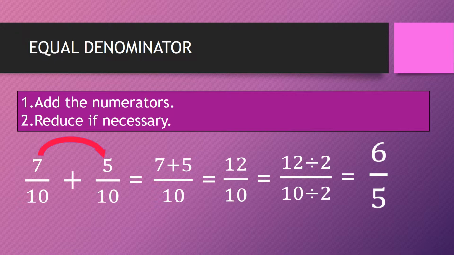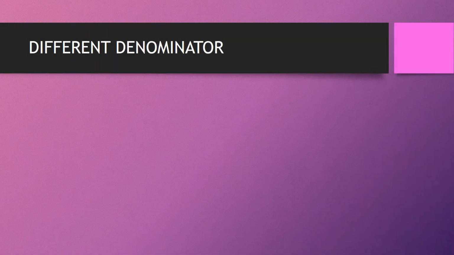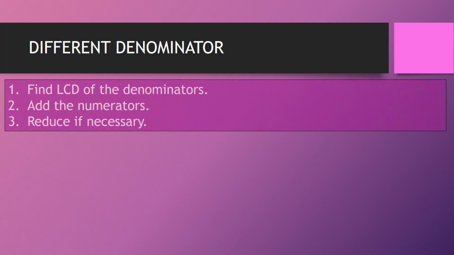Then, summary: in this case, when you have the same denominator, you only need to add the numerators, you keep the same denominator, and when you do the addition operation, you reduce if it is necessary. I'm going to teach you when you have different denominators.